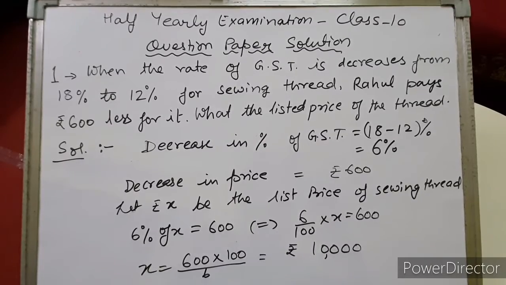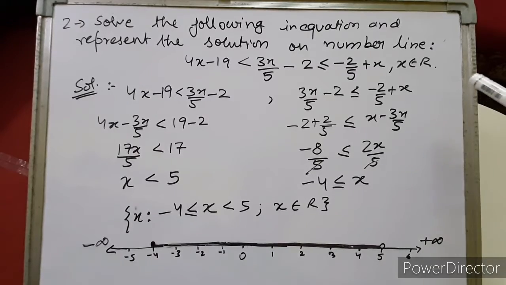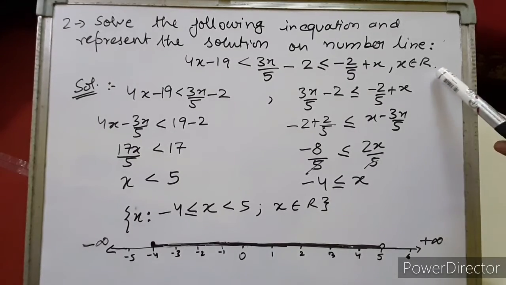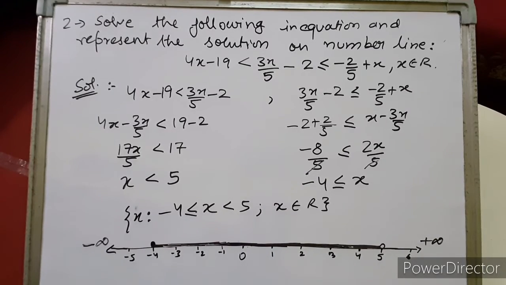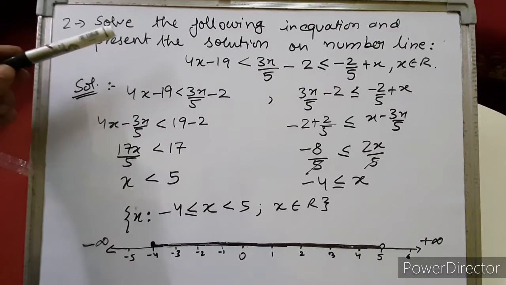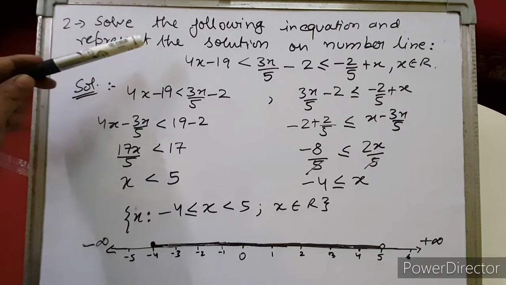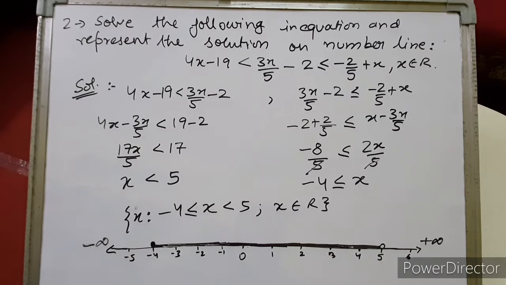All right, so this is the solution of the first sum. Note it down, please. Now let's see another sum, children. In this sum, it is given to solve the following inequality and represent the solution on the number line. The inequality given to us is 4x minus 19 less than 3x by 5 minus 2 less than or equal to minus 2 by 5 plus x, and x belongs to real numbers.